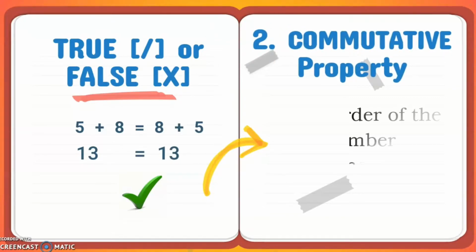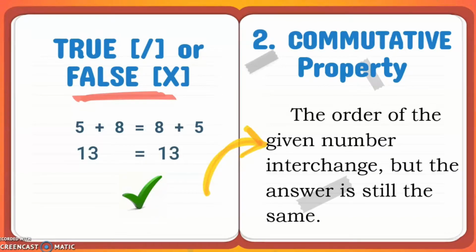So, pag sinabi natin commutative property, the order of the given number interchange, but the answer is still the same. So, ibig sabihin, kahit pagpalitin natin yung order ng position ng number natin, 5 plus 8 or 8 plus 5, kahit pagpalitin natin or interchange natin yung order, parehas pa din naman yung answer.